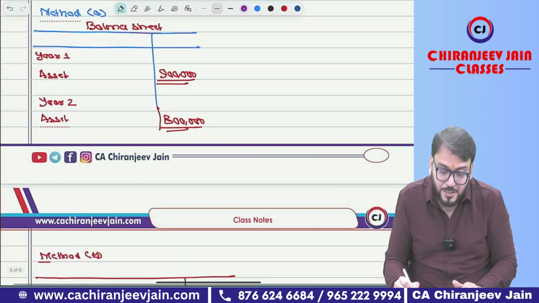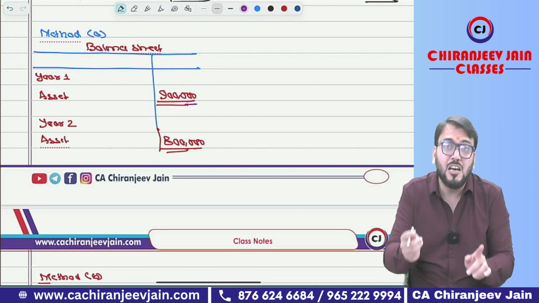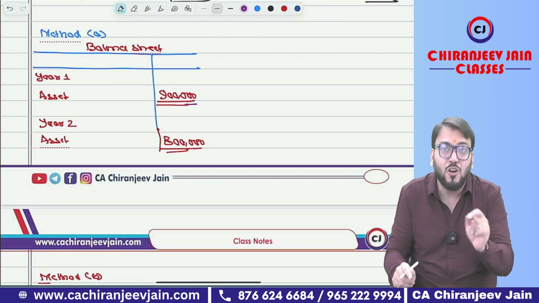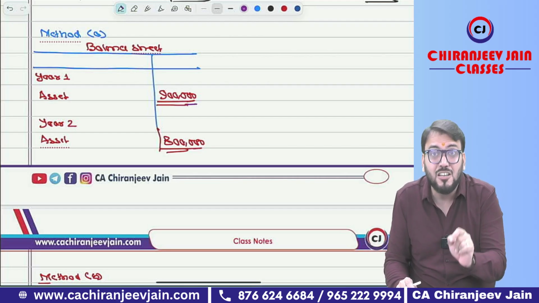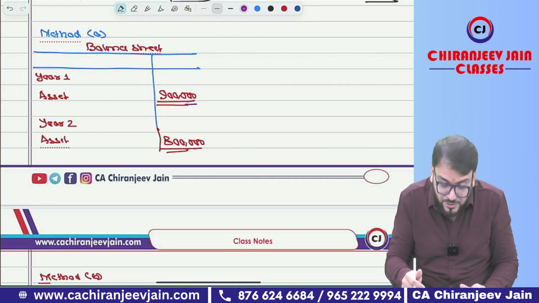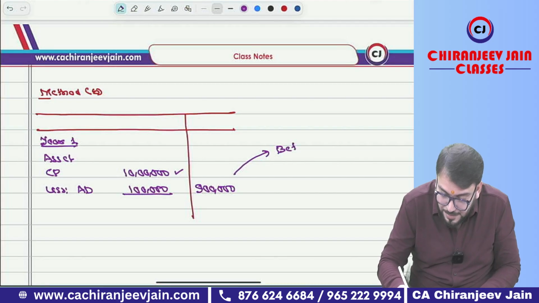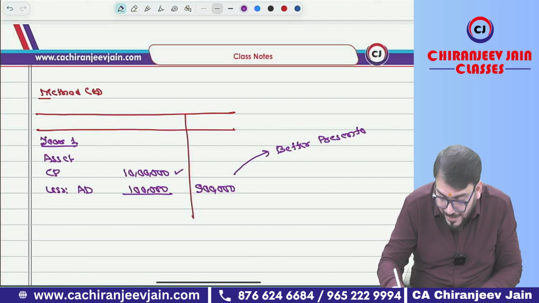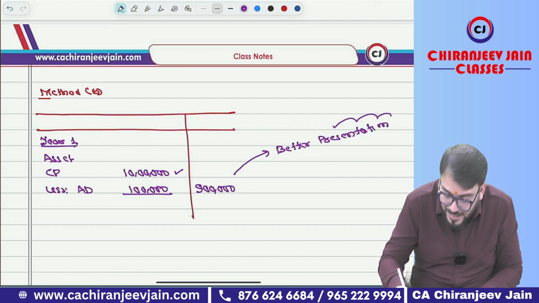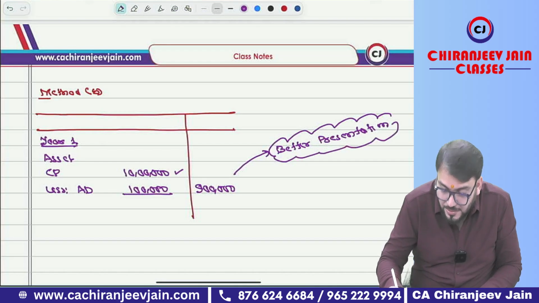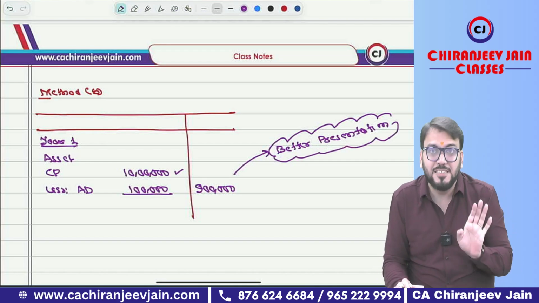But in the first method, you are only writing WDV, means the user will not be able to understand what is the cost price, what is the depreciation till now has been charged from this. So for disclosure purpose, this is the better disclosure. I will say better presentation, and therefore AS 10 accounting standard 10 has given this presentation.